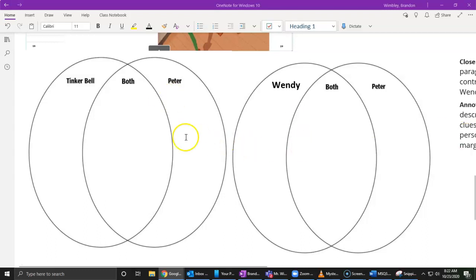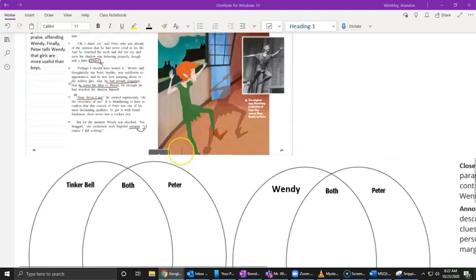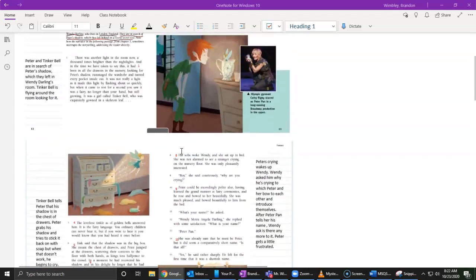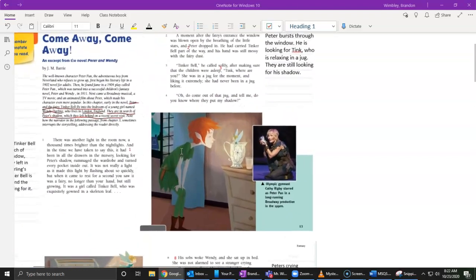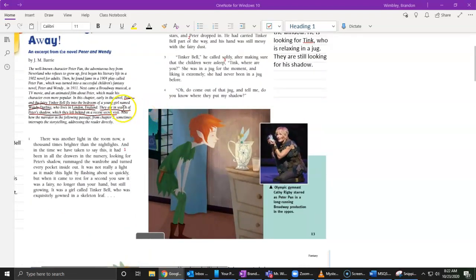Now, this is going to be our example one right here first, and it's going to say, reread paragraphs 1 through 6 to learn about Tinkerbell and Peter, and then compare and contrast those two characters. Underline important information in the text that gives you clues about each character's personality. So it says reread these two paragraphs and underline.